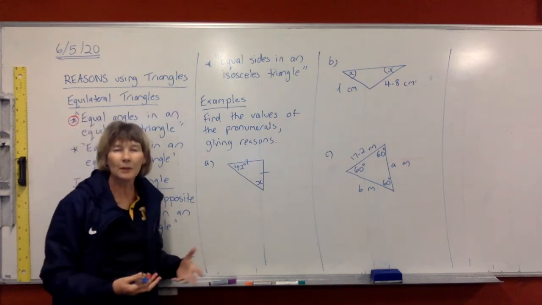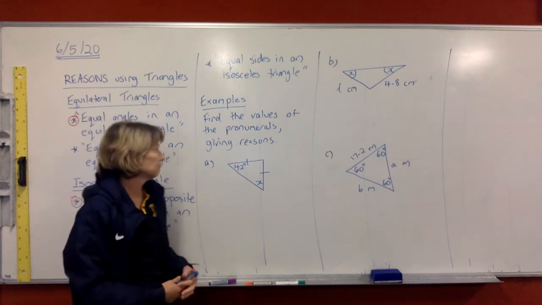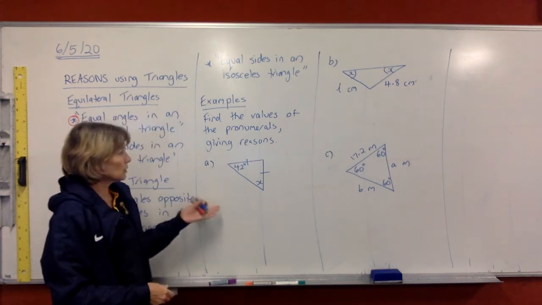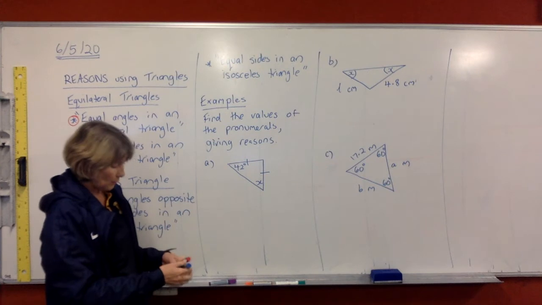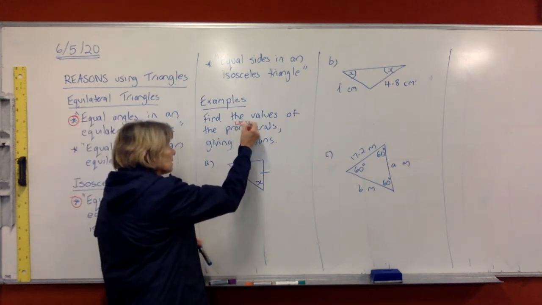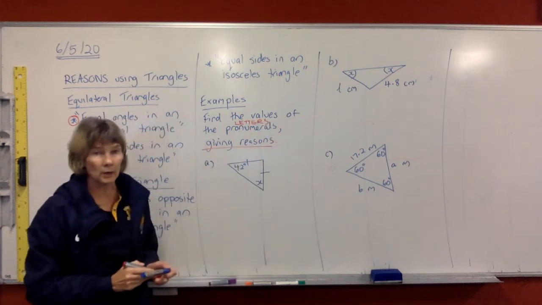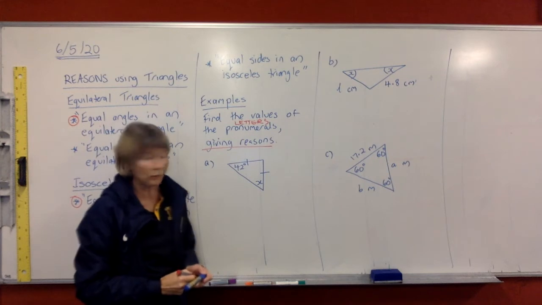So I know it sounds a bit confusing, but it's really important you learn how to write these reasons properly now. Okay, so in the first, there's three examples to do here. We're finding the value of the pronumerals, which we all know now, I hope, are letters. And we have to give reasons, or you're going to just lose marks if you don't.